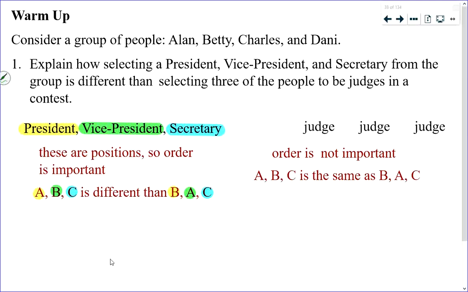Whereas if I go over here, A is a judge, B is a judge, C is a judge. There's no difference between me writing ABC and BAC. I have the same 3 people as judges. And again, in case it's not clear, what we're dealing with on the left is a permutation because the order is important.